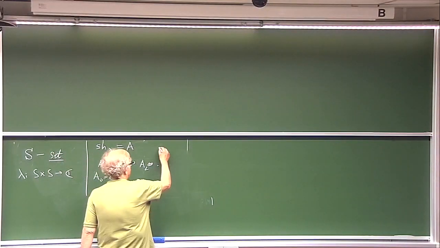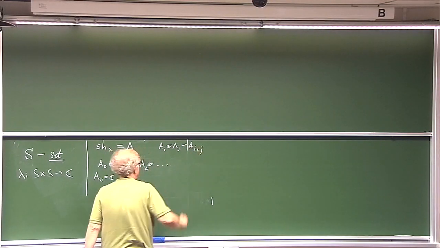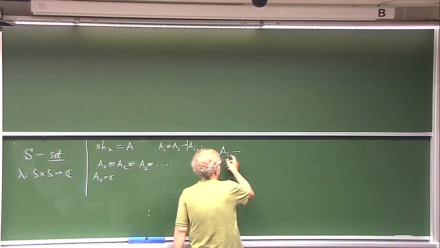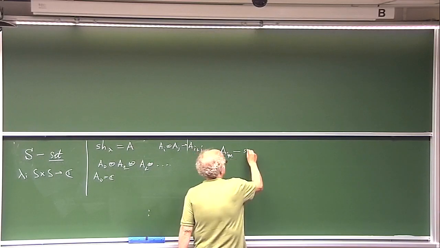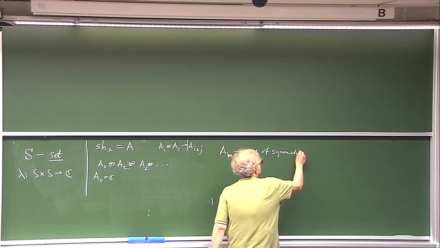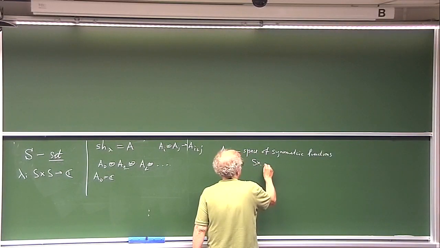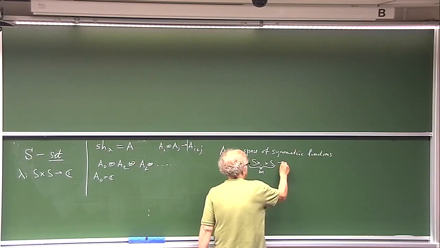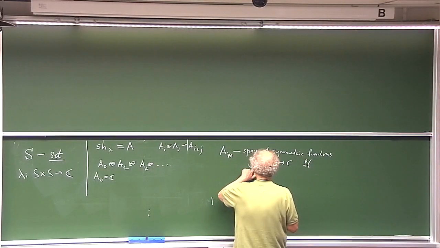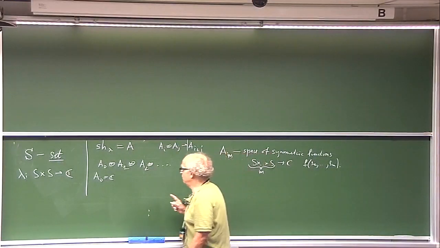Graded means that the product maps Ai times Aj to A(i plus j). Each Am is the space of symmetric functions. So an element of this Am is a function in m variables from S, which I denote by small s, a symmetric function.